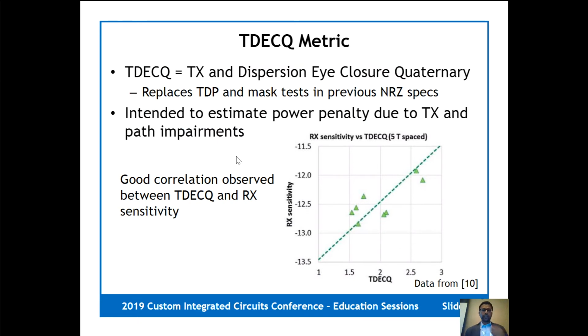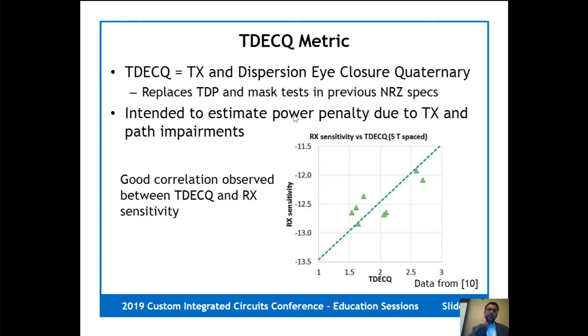So here's some more details about the much talked about TDECQ metric. TDECQ itself stands for transmitter and dispersion eye closure quaternary. The terminology just evolved from what used to be called a TDP spec, a transmitter and dispersion penalty spec for NRZ, and in the process of trying to modify it for PAM4, the label also got bigger. There's been a lot of discussion on how the spec needs to be defined in order to achieve close correlation with your receiver sensitivity.